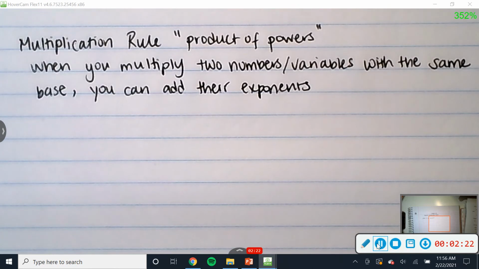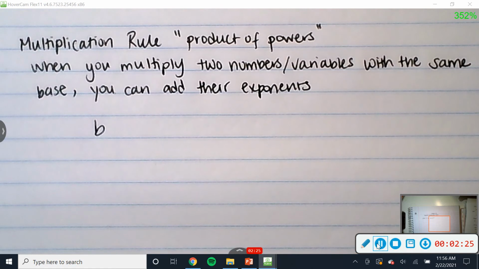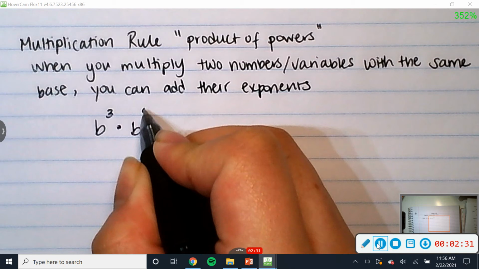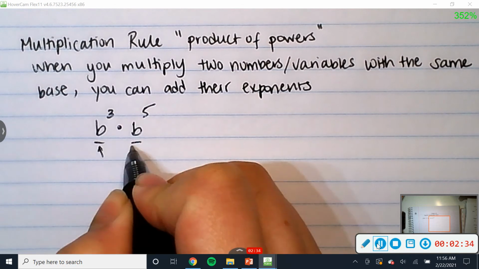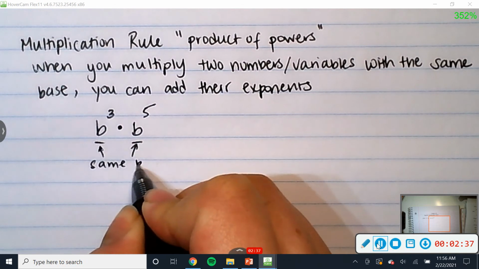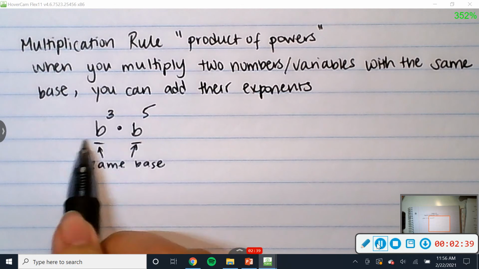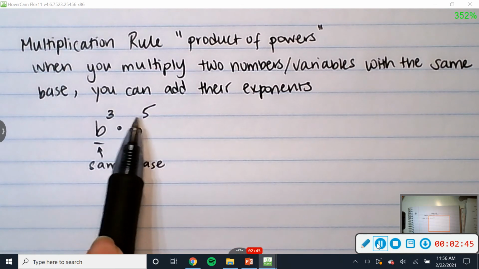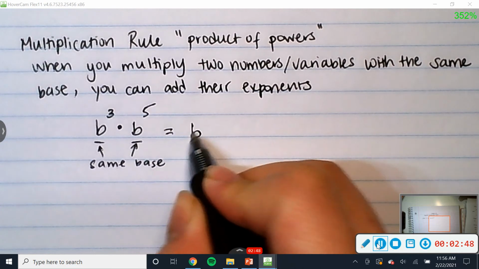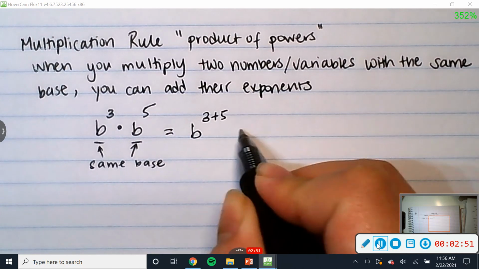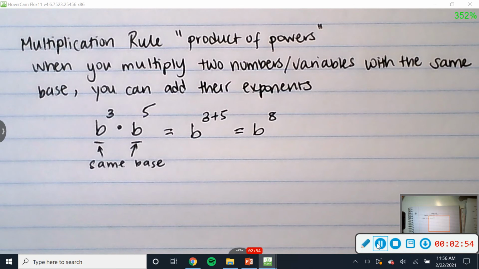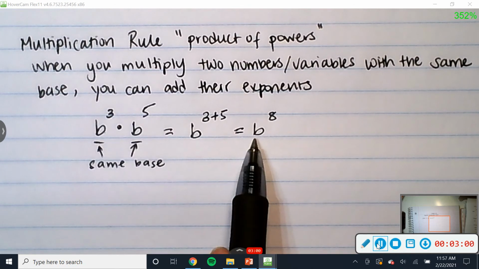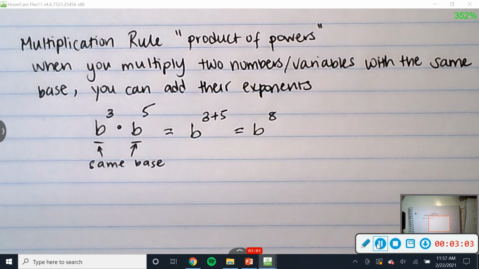So what does this look like? If I have a base, let's just use the letter b, and I have b to the 3rd power, and I'm multiplying this by b to the 5th power, I can see here that these two have the same base. Either they have the same letter or they have the same number in the base. Because they are the same, I can add their exponents together. So I can add together 3 plus 5, and this will tell me what the simplified expression is. So b to the 3rd power times b to the 5th power is the same thing as b to the 8th power.